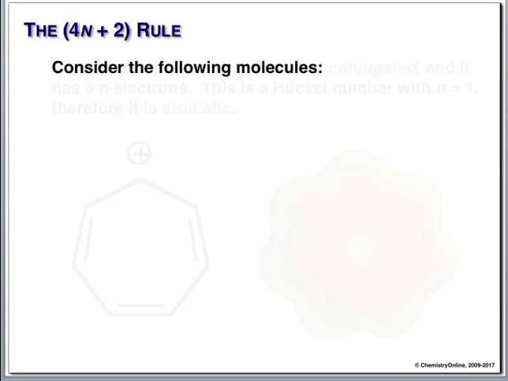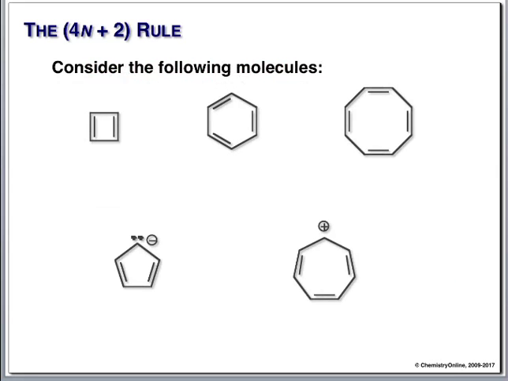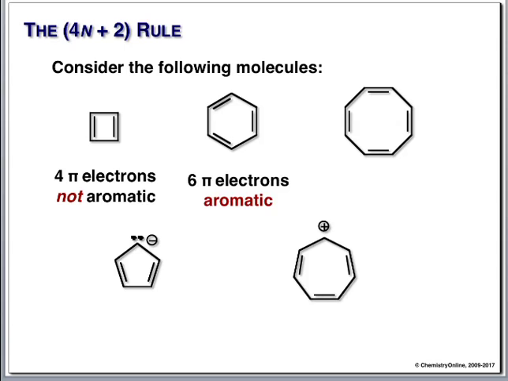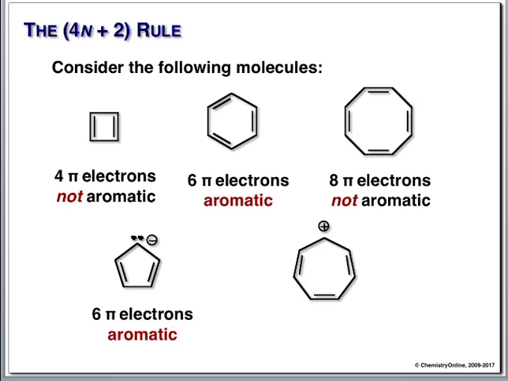So let's just summarize what we said here. Here we have cyclobutadiene. 4 pi electrons, not aromatic. Benzene, 6 pi electrons, aromatic. Cyclooctatetraene, 8, and not aromatic. Cyclopentadienyl anion, 2, 4, 6, aromatic. Tropylium ion, 2, 4, 6, aromatic.